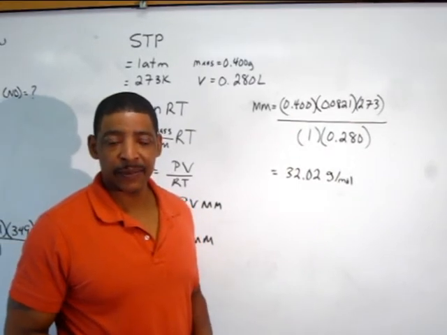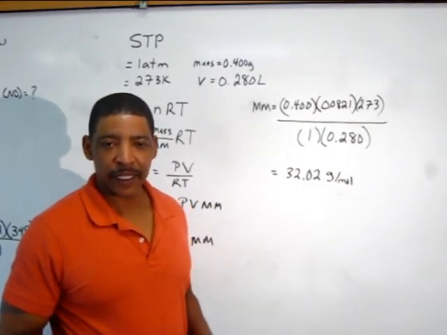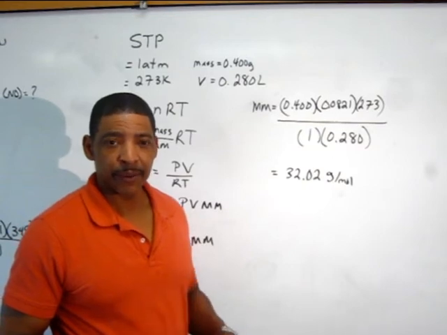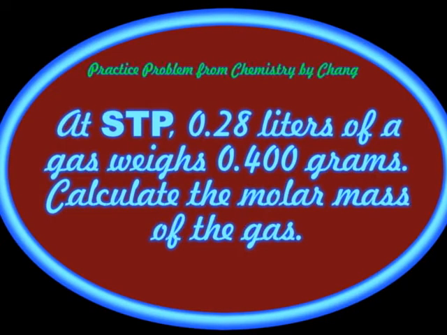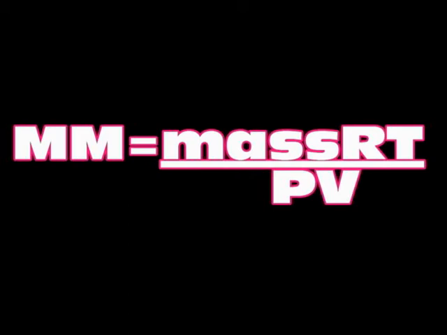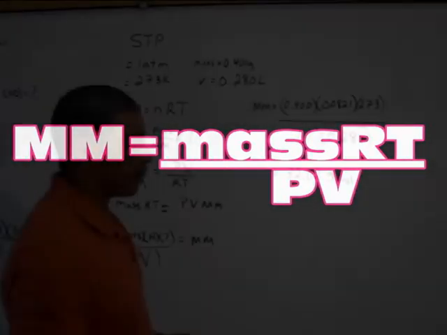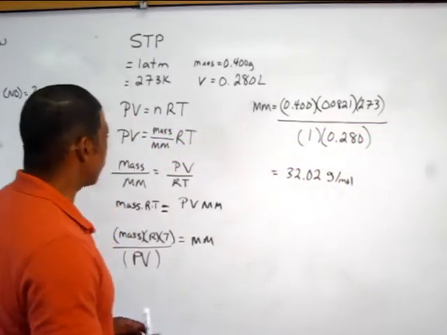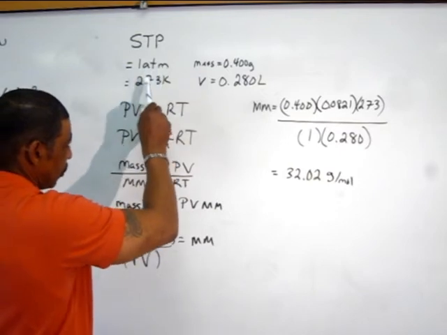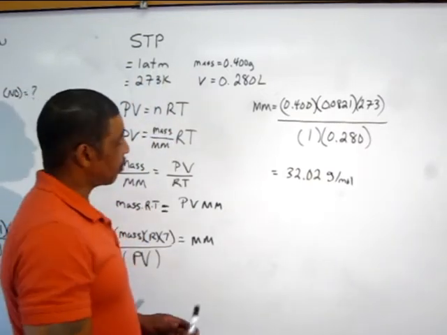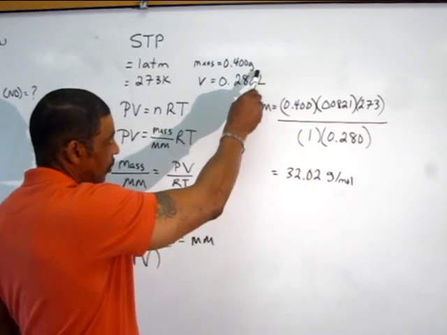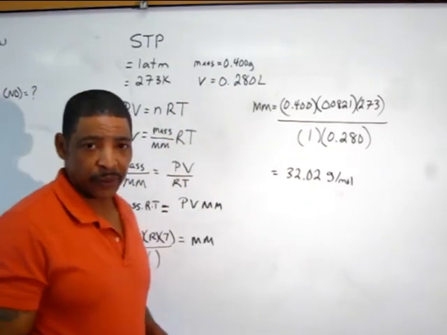The ideal gas equation may also be used to determine the molar mass of a gas. Consider the following practice problem. At STP, 0.28 liters of a gas weighs 0.400 grams. Calculate the molar mass of the gas. To solve this practice problem, remember that STP conditions are 1 atm and 273 K. The mass in the practice problem was given as 0.400 g and the volume was 0.28 liters.